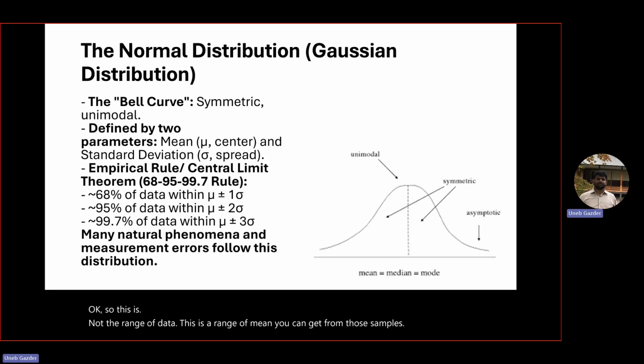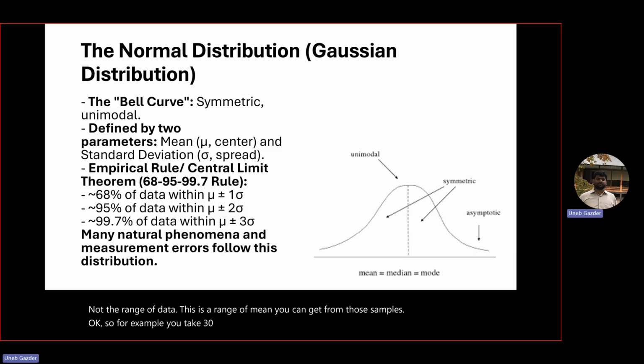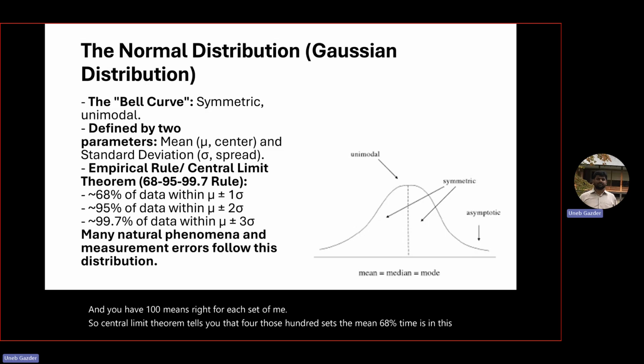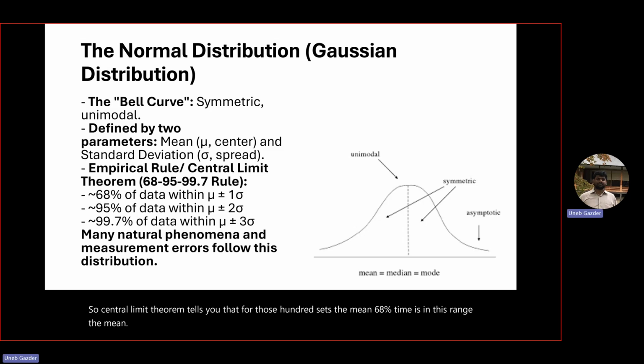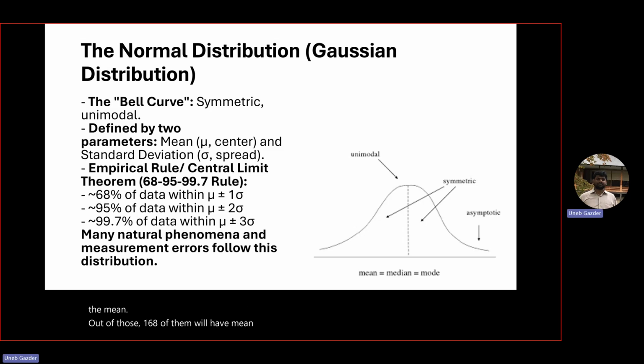So for example, you take 30 samples, you have one mean, right? And you take those 30 samples 100 times. So now you have 100 sets of values, and you have 100 means, right? For each set, one mean. So central limit theorem tells you that for those 100 sets, the mean 68% of the time is in this range. Out of those 100, 68 of them will have mean in this range.